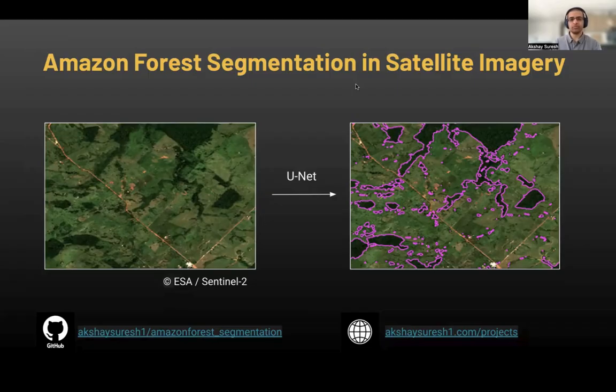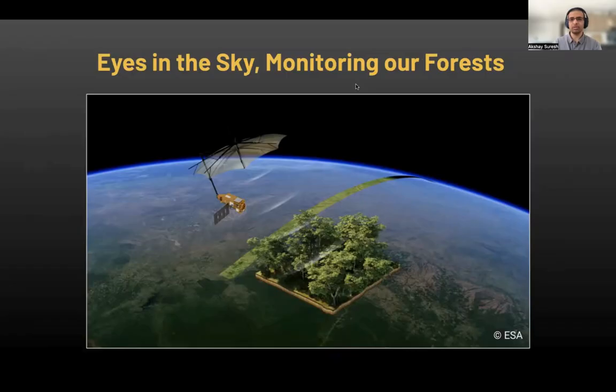Today I'll be presenting my work on training a U-Net to detect Amazon rainforest cover in Sentinel-2 satellite imagery. Precise forest monitoring is essential to identify illegal deforestation activities. Satellites orbiting the Earth every day offer a convenient means for global forest monitoring. However, satellite data come with its own challenges.